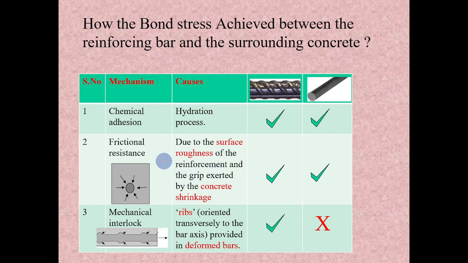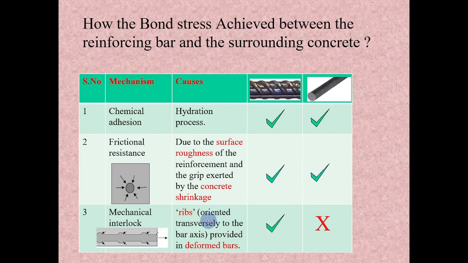Another factor is the frictional resistance. Due to the surface roughness of this reinforcement and the grip force created by the concrete shrinkage, some frictional resistance will be created. This frictional resistance can be developed in both deformed bar as well as plain bar.